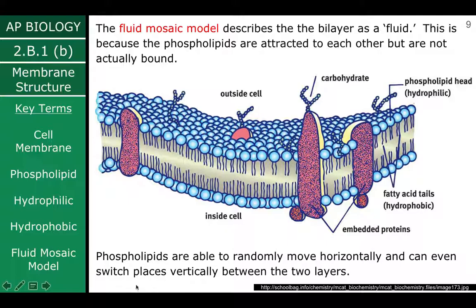Oh, and this is really interesting. This is cool. Our phospholipids are actually able to randomly move around, so that's another reason why it's fluid, and they can even switch places up and down.